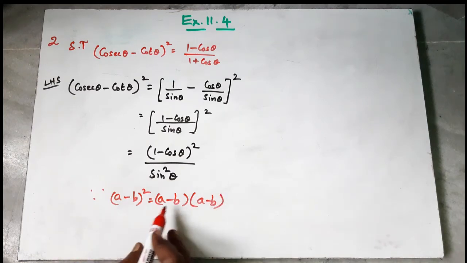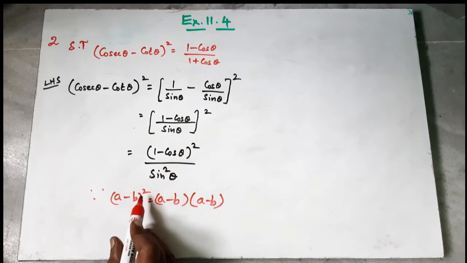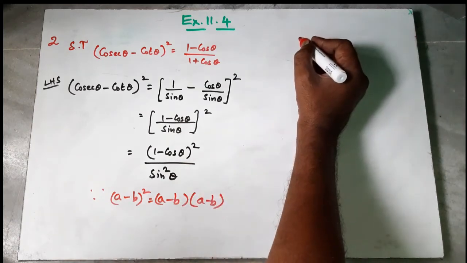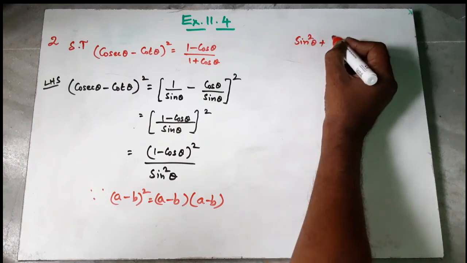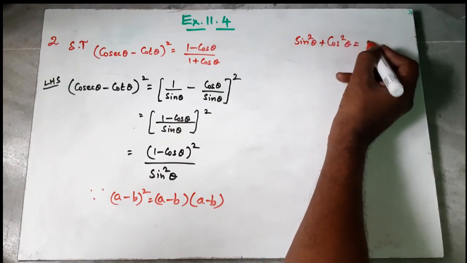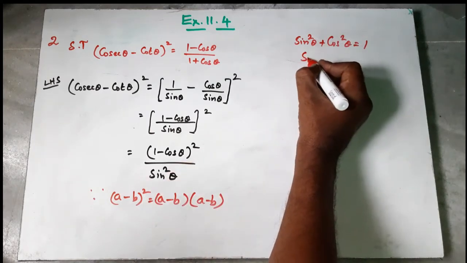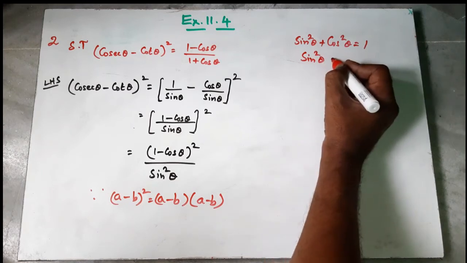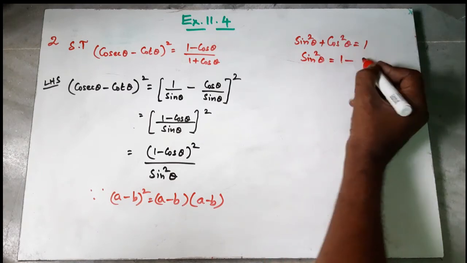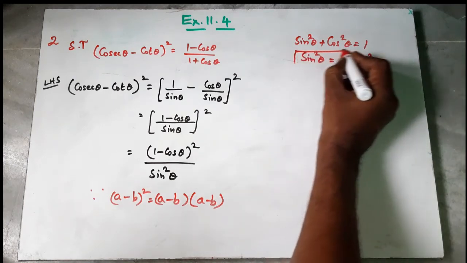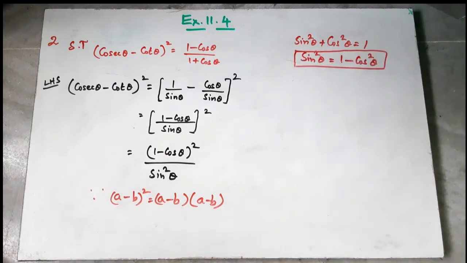Okay, we can write (a minus b) into (a minus b), written 2 times, so we have written (a minus b) whole square. Similarly, sin square theta, I am writing here the identity sin square theta plus cos square theta is equal to 1. So in the denominator you are having sin square theta, so you make sin square theta on the LHS and transpose cos square theta to RHS. So 1 minus cos square theta. So these two values we are going to substitute here.